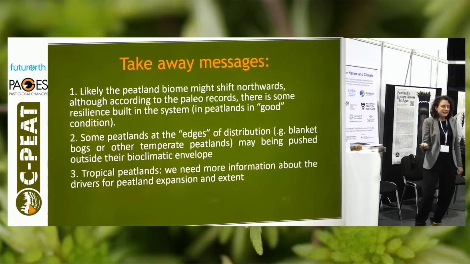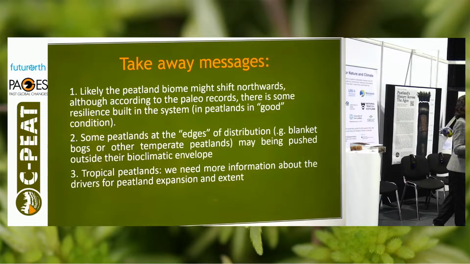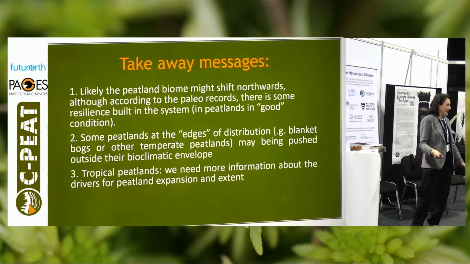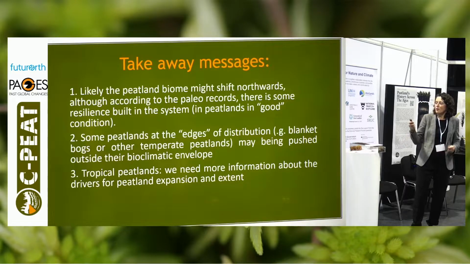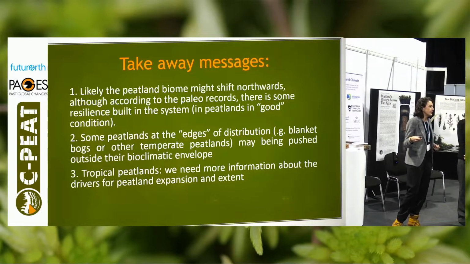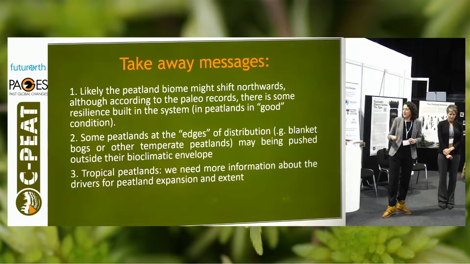So the takeaway messages from this part is that it's likely that the peatland biome might shift northwards, but watch this space because the projects that we have might give us some answers. Hopefully there is some resilience built into the system, and it will be very dependent on changes in hydrology, which we are less certain about. There may be that some peatlands at the edges of distribution, like temperate peatlands, might be suffering more, and tropical peatlands, we need to know more, and before they're destroyed.